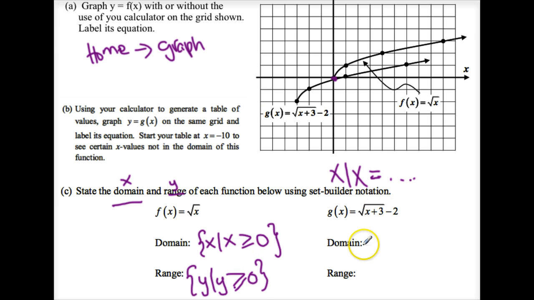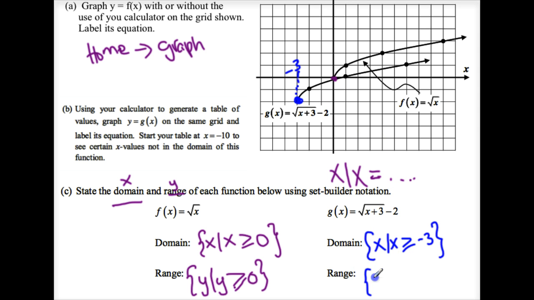Let's look at this one here. Your g of x is equal to the square root of x plus 3 minus 2. Your domain is my x value. So I'm going to be looking at my x values. This is my farthest to the left, and it goes on forever. What's this point right here? Negative 3. Perfect. This is negative 3. So my domain is going to be x such that x is greater than or equal to negative 3. Greater than or equal because this circle is shaded.